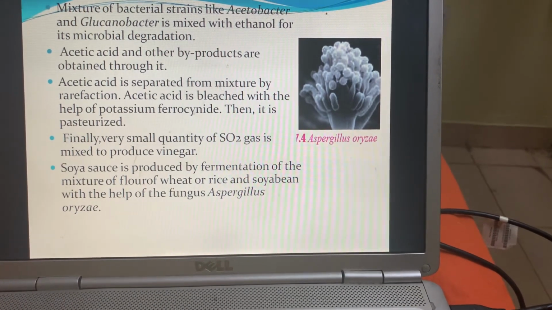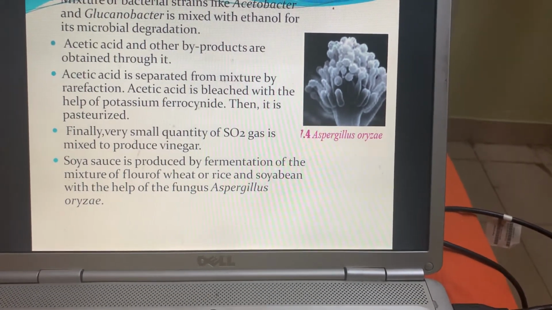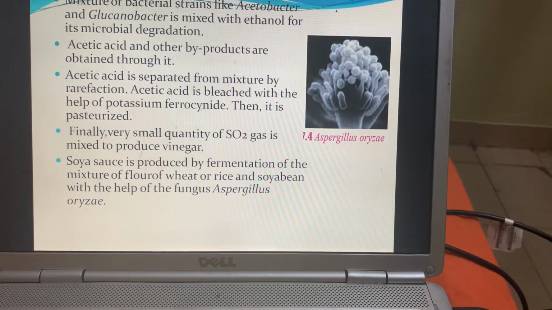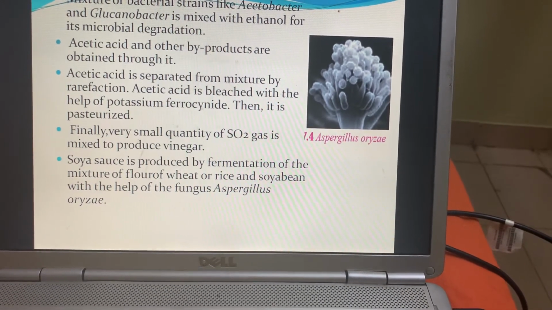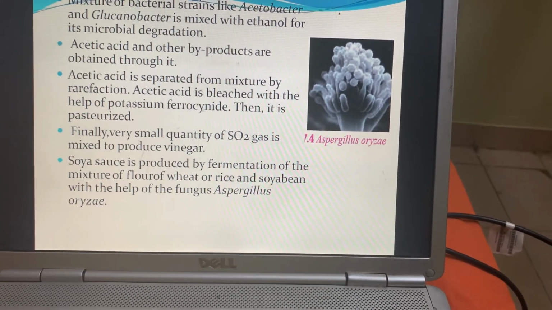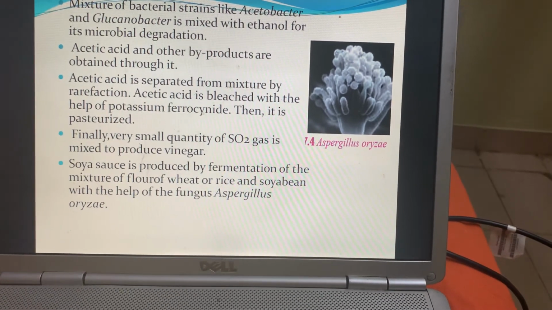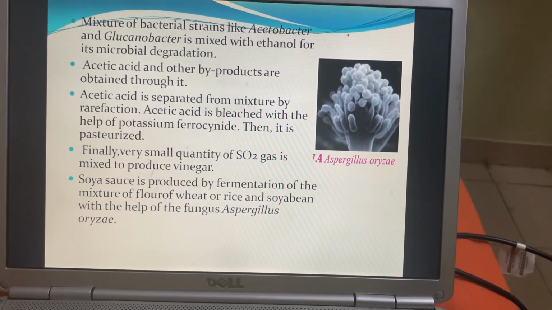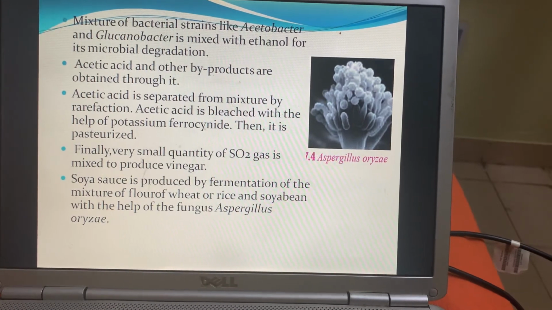Soya sauce is produced by fermentation of a mixture of flour of wheat or rice and soya bean with the help of the fungus aspergillus. As you can see, I have shown the picture of aspergillus.